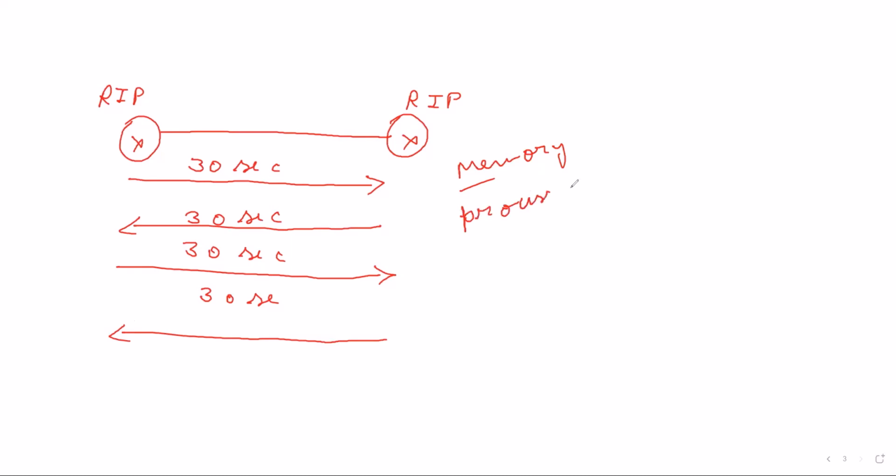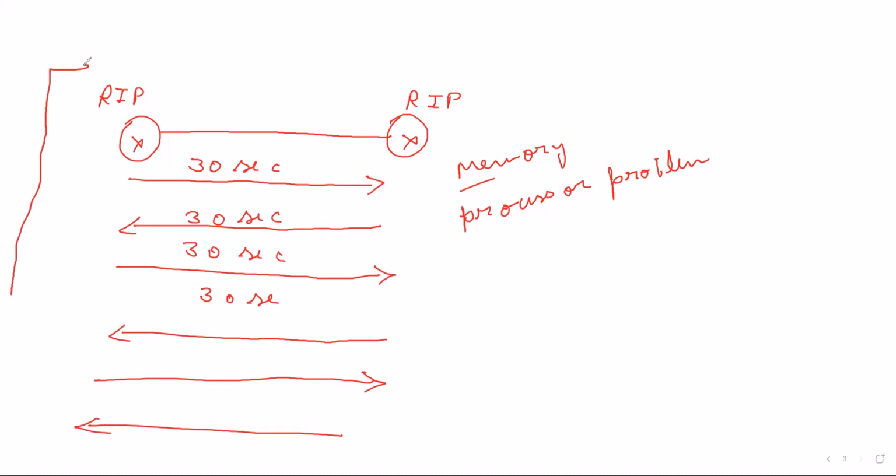So that is a processor problem, we can say. Because too much message every 30 seconds. So there was a big problem in RIP. And a maximum of 16 routers we can use. That is also a big problem.